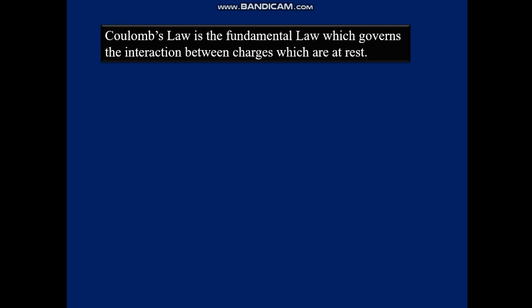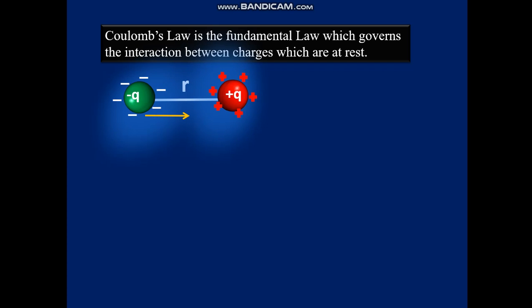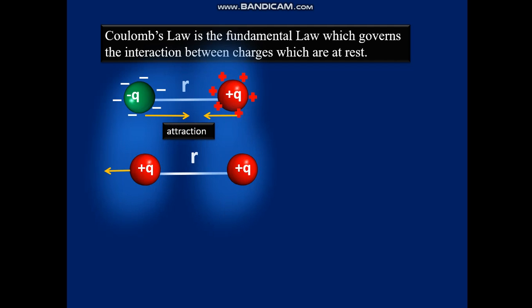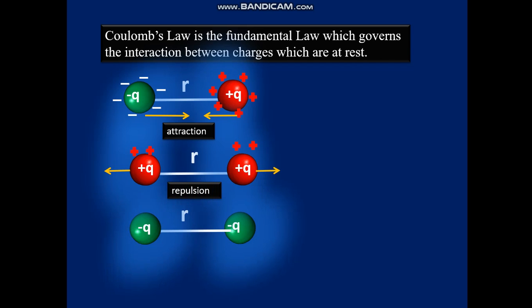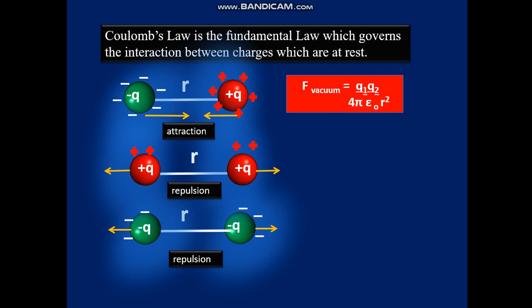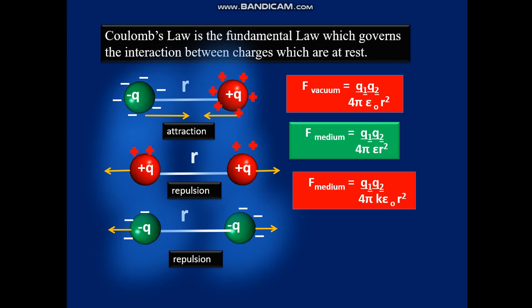Coulomb's law is a fundamental law which governs the interaction between charges which are at rest, which we have already seen before. Now, if they are of opposite charges, negative and positive q, there is attraction. If it is positive and positive, there is repulsion. And if it is negative and negative, again there is repulsion. The force is equal to q1 q2 upon 4 pi epsilon naught r squared, that is in vacuum. For a medium, it is q1 q2 upon 4 pi epsilon r squared. In a medium, we can write it in terms of K and epsilon naught.